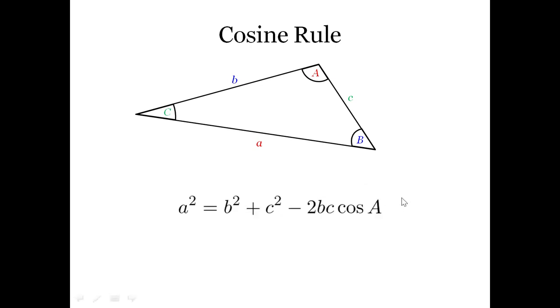Cosine rule, using the same triangle, it starts off very like Pythagoras, a squared equals b squared plus c squared, and actually if you make angle A 90 degrees, you'll find cos of 90 degrees is actually 0. So this whole term here is 0 in that circumstance. So you would get Pythagoras' theorem. In fact, Pythagoras' theorem is really just a special case of the cosine rule.